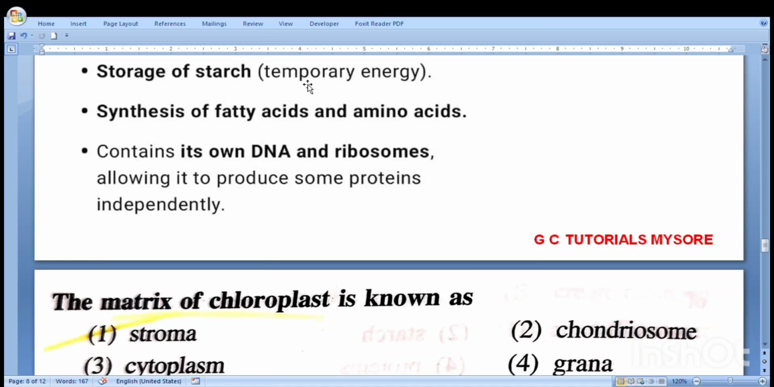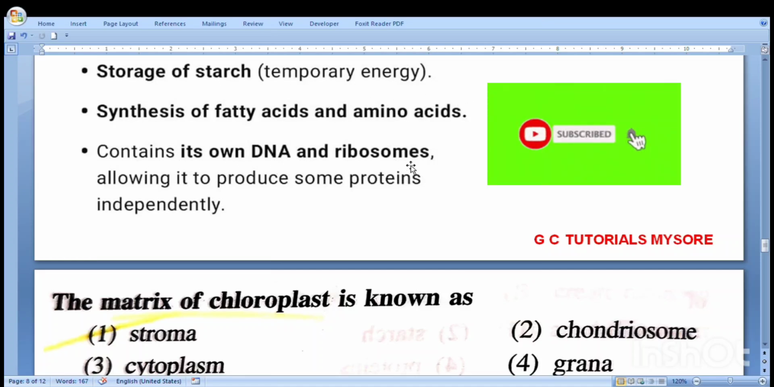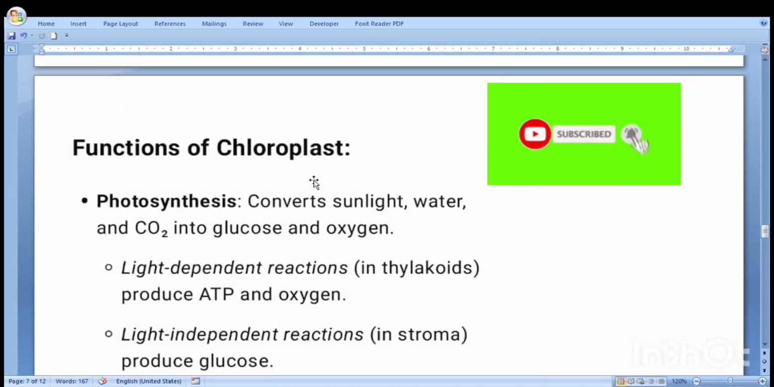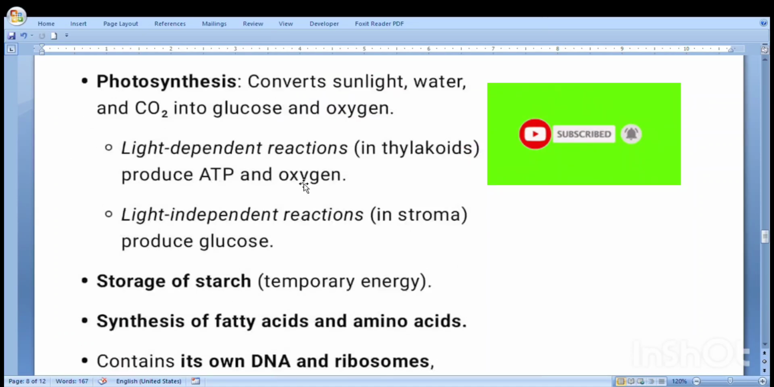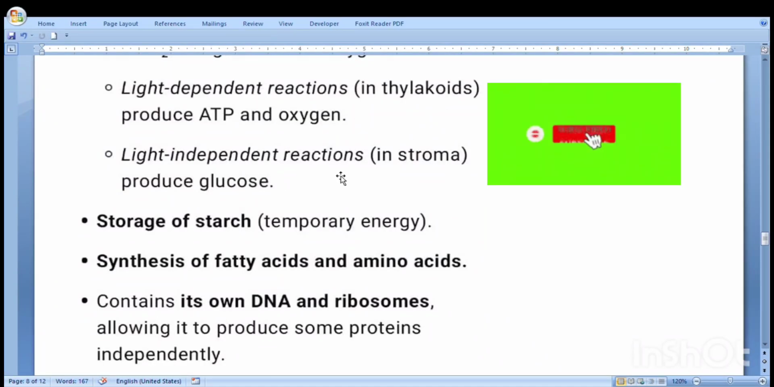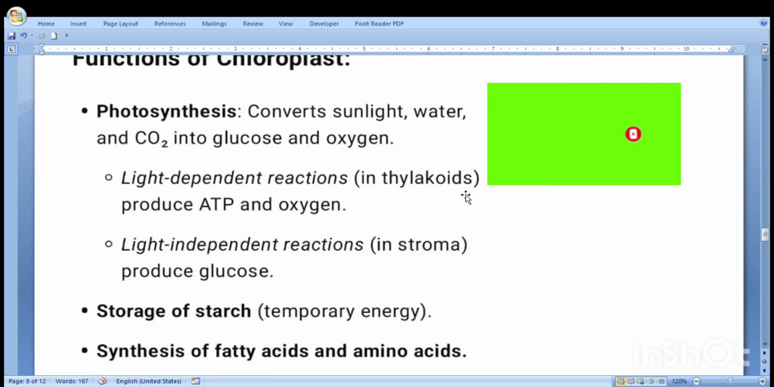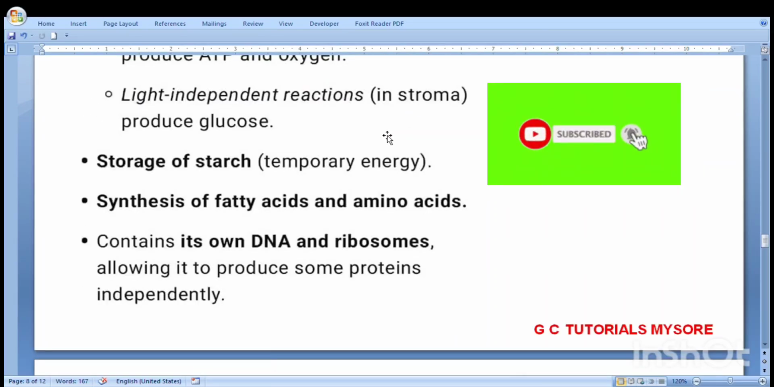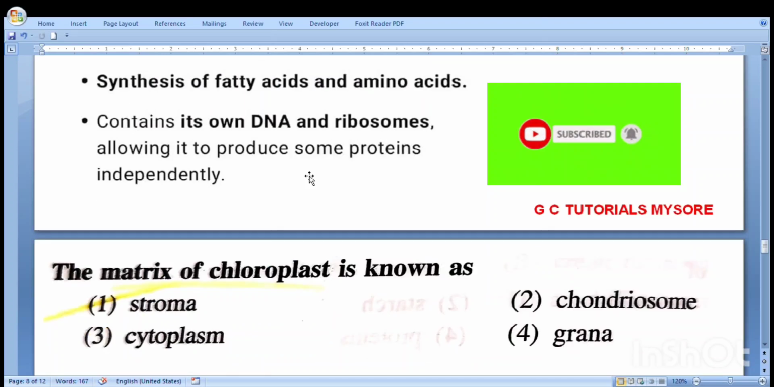Another point: it contains its own DNA and ribosomes, allowing it to produce some proteins independently. Two types of reactions take place in the chloroplast, light dependent and light independent. In stroma, the light independent reaction takes place. In thylakoid, the light dependent reaction takes place. These are all the functions of the chloroplast. Got it, guys? If you have any doubts after this video, comment in the comment box.